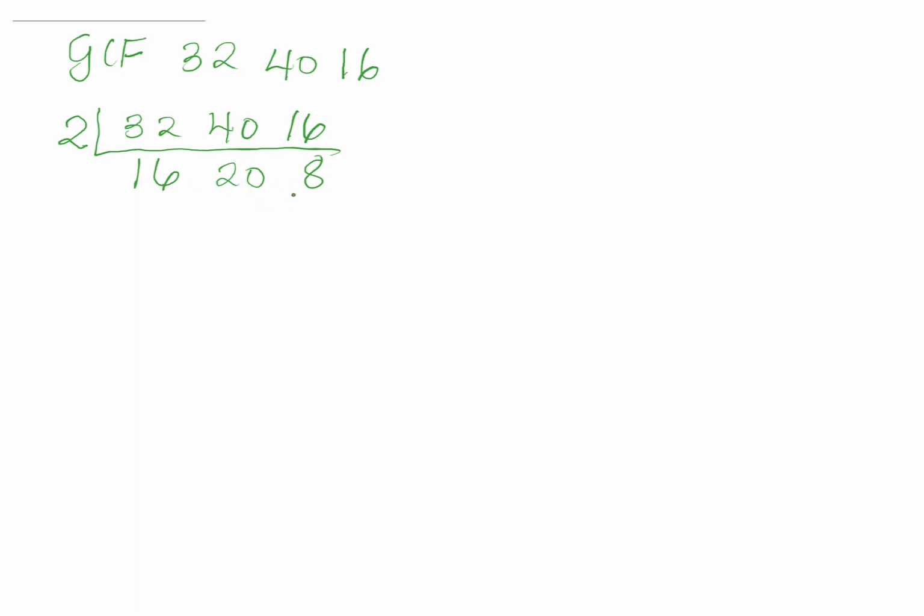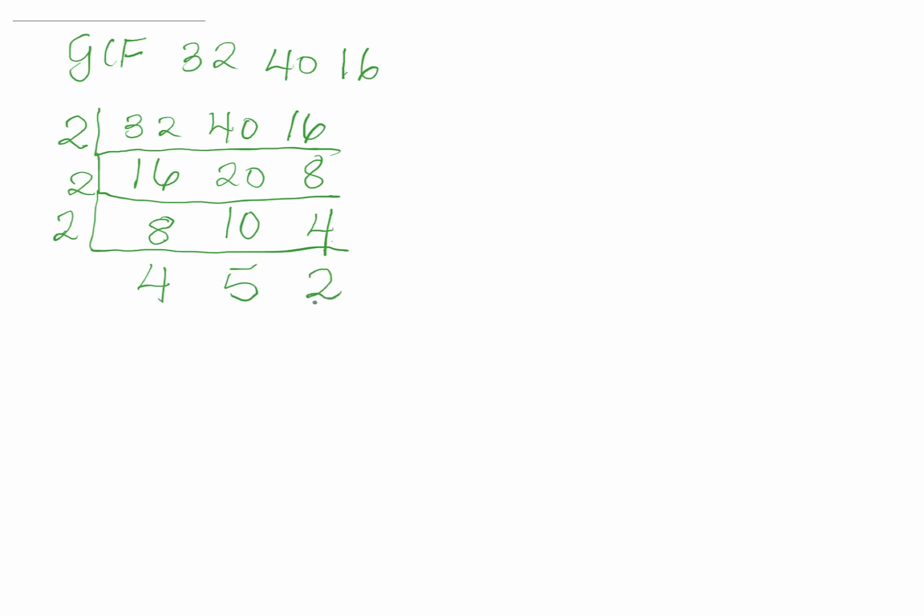16, 20, 8, they're all even, so I'm going to divide by 2. 2 goes into 16, 8 times. 2 goes into 20, 10 times. And 2 goes into 8, 4 times. 8, 10, and 4 are all even numbers. So we can divide by 2 again. 2 goes into 8, 4 times. 2 goes into 10, 5 times. And 2 goes into 4, 2 times.